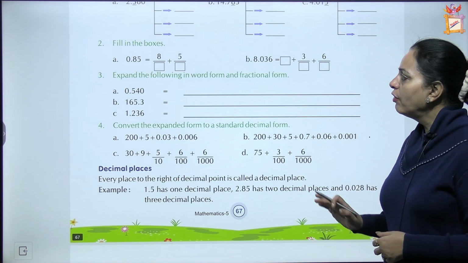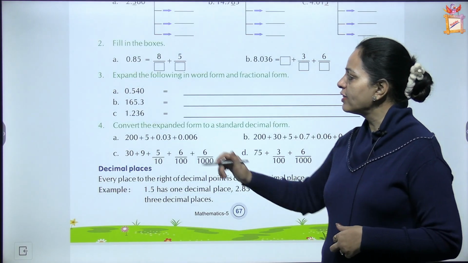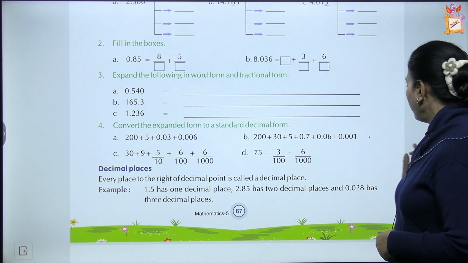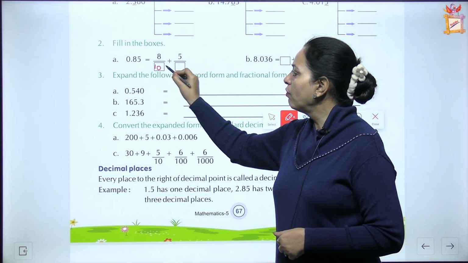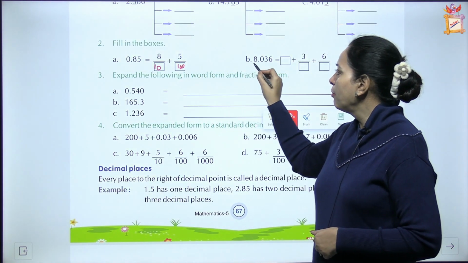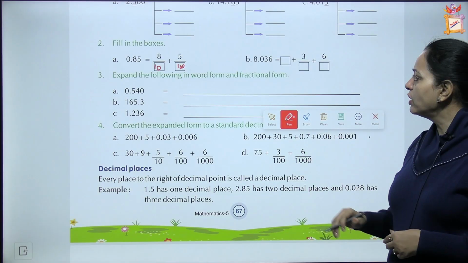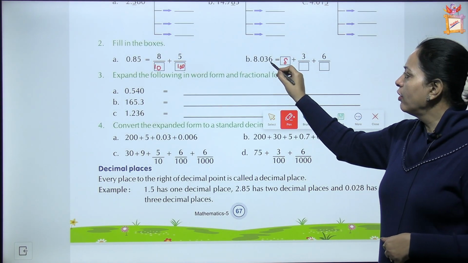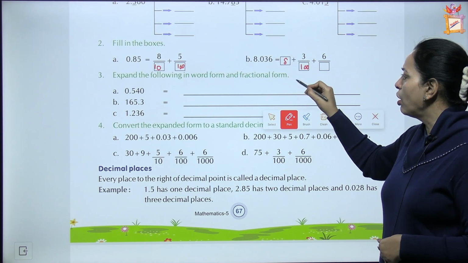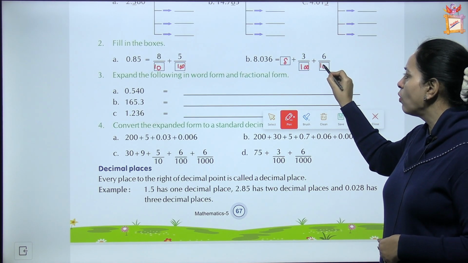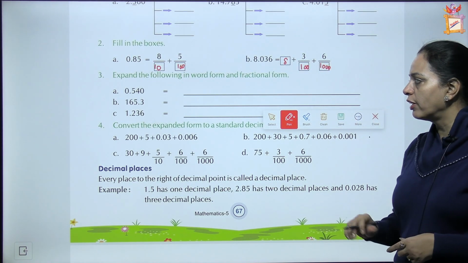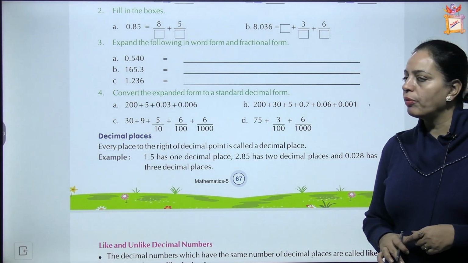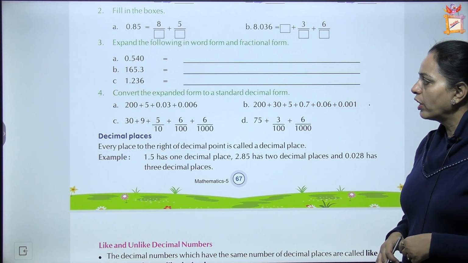The second one, filling the boxes, like A part 0.85. So 8 is at tenth place, 8/10, 5/100. B part 8.036. So 8 plus 0 we are not taking. 3 at hundredth, so 3/100. 6 at thousandth, so 6/1000. Okay. Now the third one, expand the following in word form and fractional form. So you can write it.